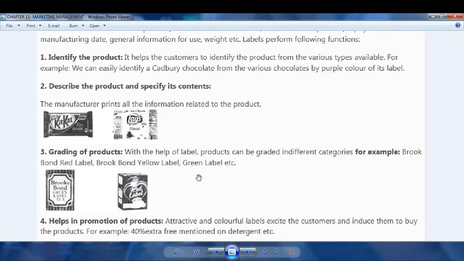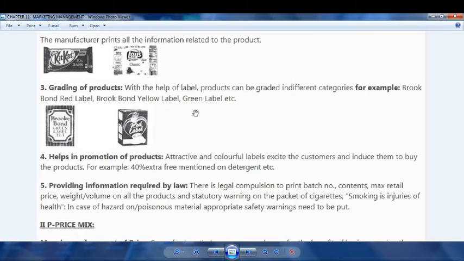The fourth function of labeling is that it helps in promotion of the product. Attractive and colorful labels excite the customers and induce them to buy the product. Labeling is always made attractive and colorful, which excites the customer, and then customers are induced to buy the product. For example, "40% extra free" mentioned on the detergent always induces the customer to buy the detergent.